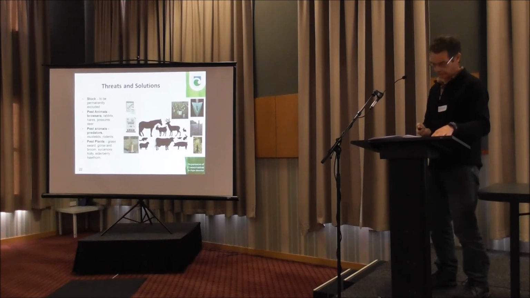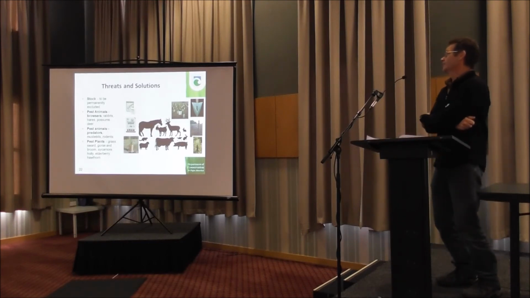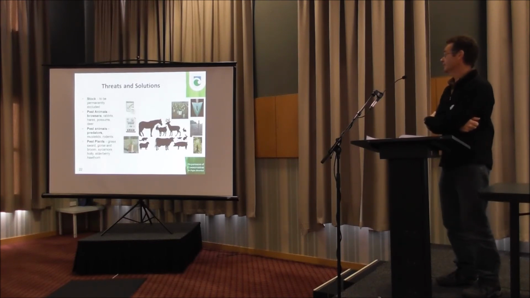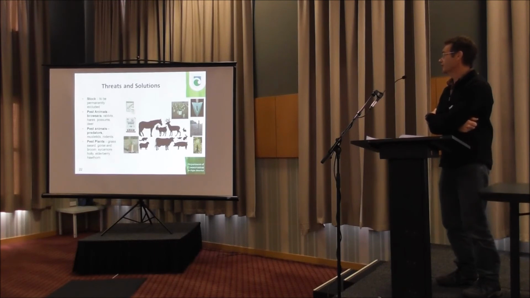So, site preparation. Threats and solutions. Stock need to be permanently excluded. Electric fences aren't necessarily that secure. We want to think about the browsing animals. You can put on combi guards, or you can spray with pest repellents. Thinking about the browsing animals as well, if you're wanting to enhance the wildlife or maintain that, you've got to control the pests.